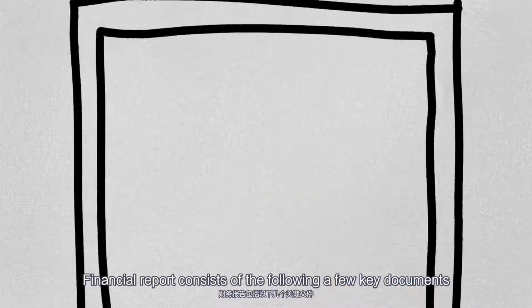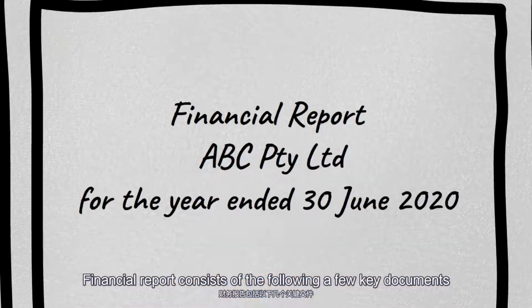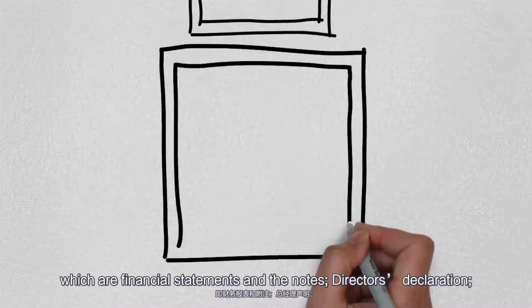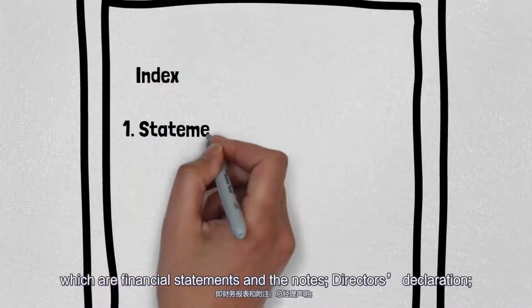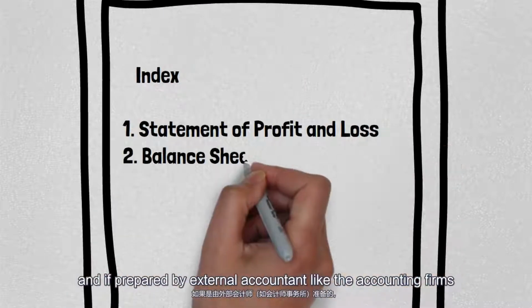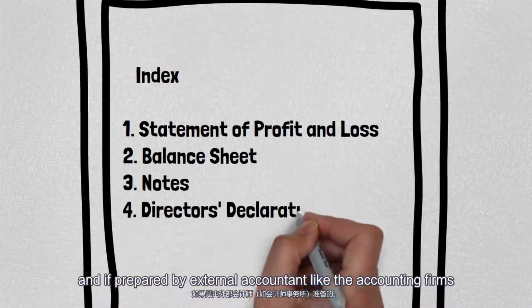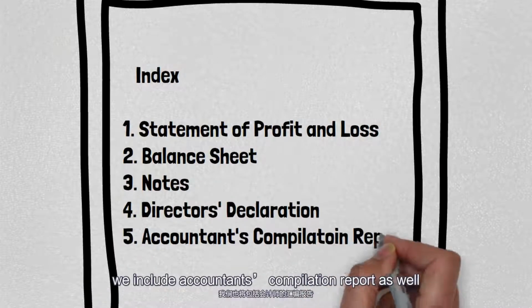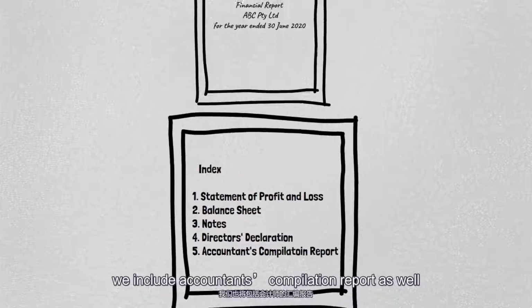A financial report consists of a few key documents, which are the financial statements and the notes, and the director's declaration. If prepared by an external accountant like an accounting firm, we include an accountant's completion report as well.